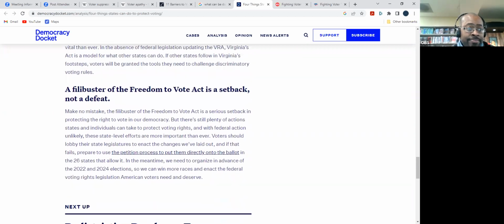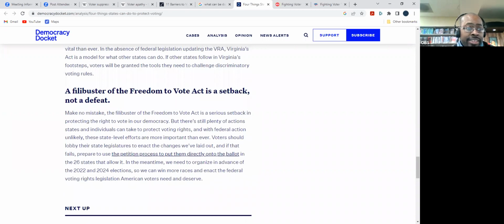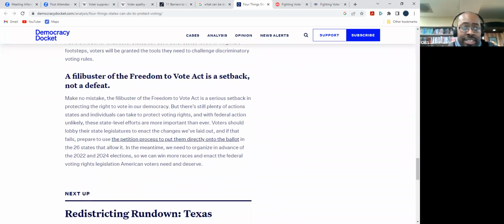And finally, again, one of the things that has been talked about in the last couple of years is the filibuster. And some argue that a filibuster of the Freedom to Vote Act is a setback. Make no mistake, the filibuster of the Freedom to Vote Act is a serious setback in protecting the right to vote in our democracy. There is still plenty of action states and individuals can take to protect voting rights. And with federal action unlikely, these state-level efforts are more important than ever.